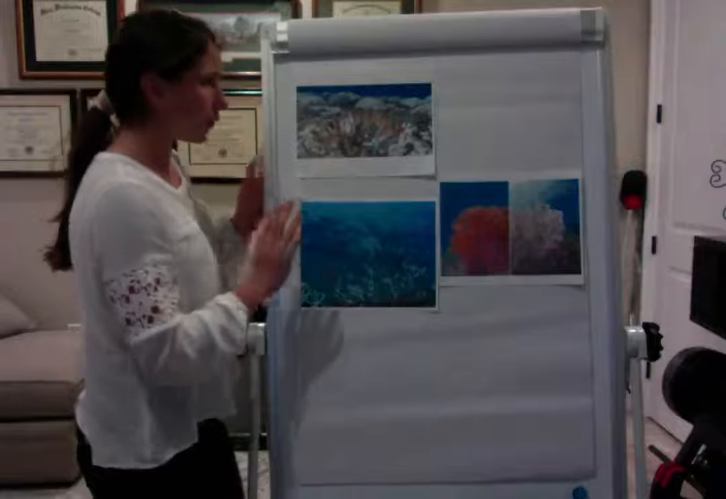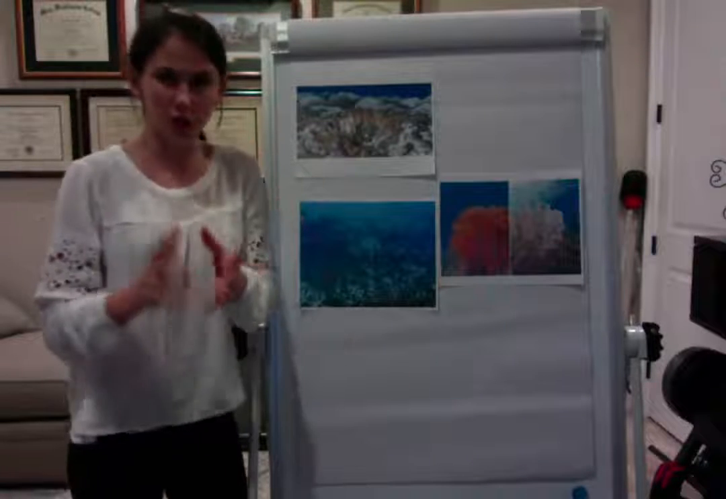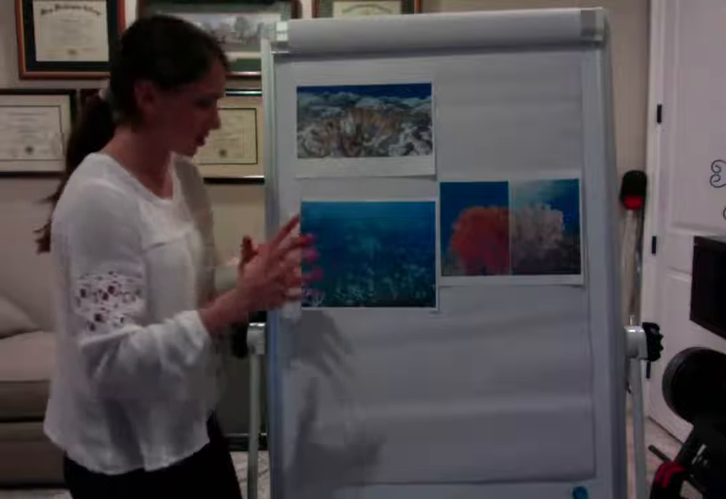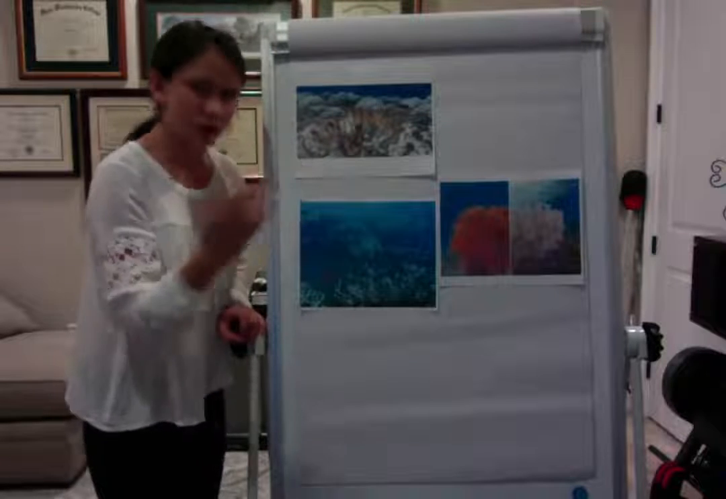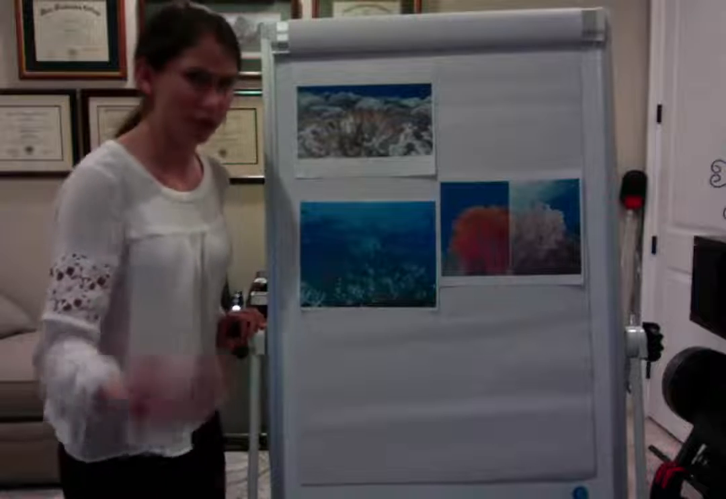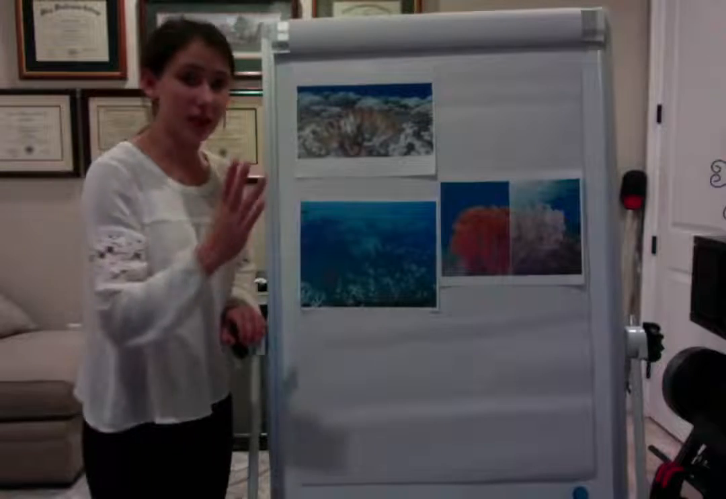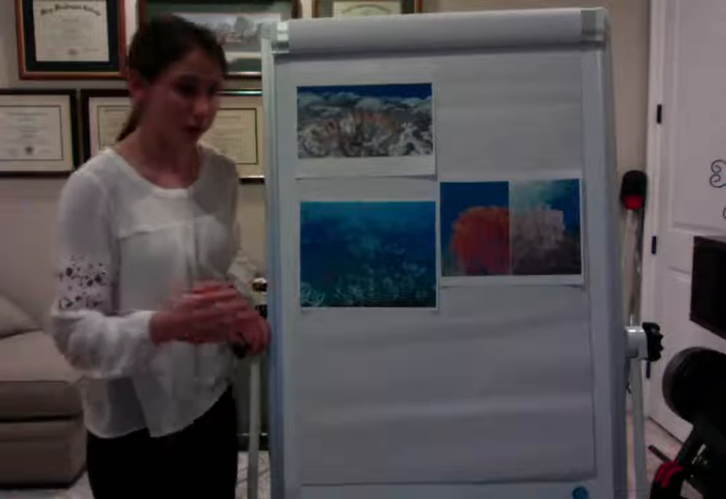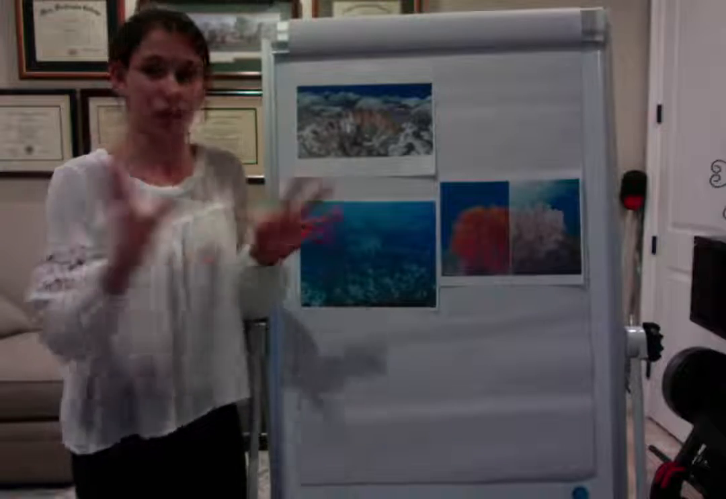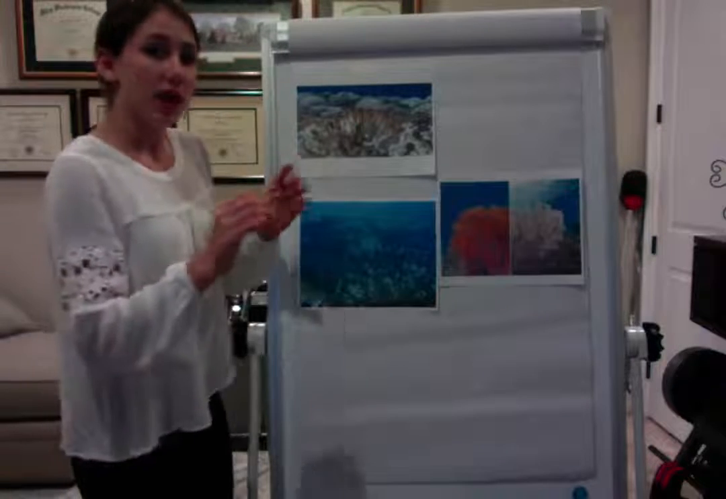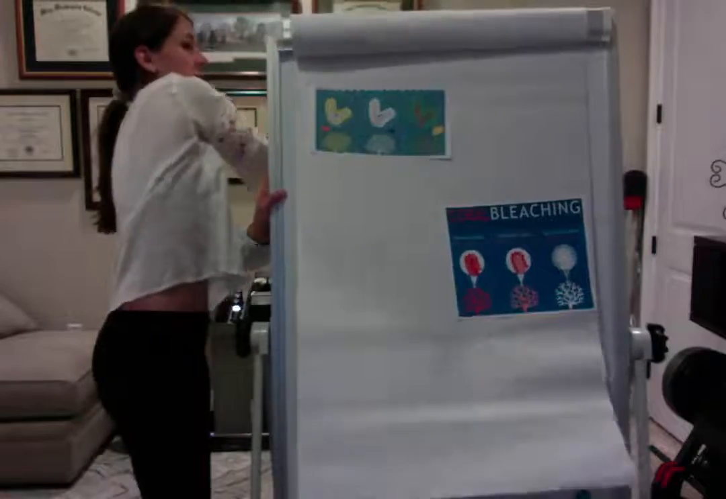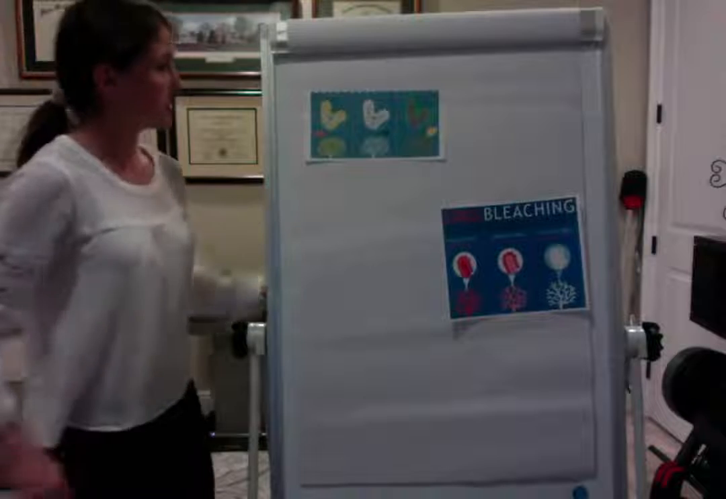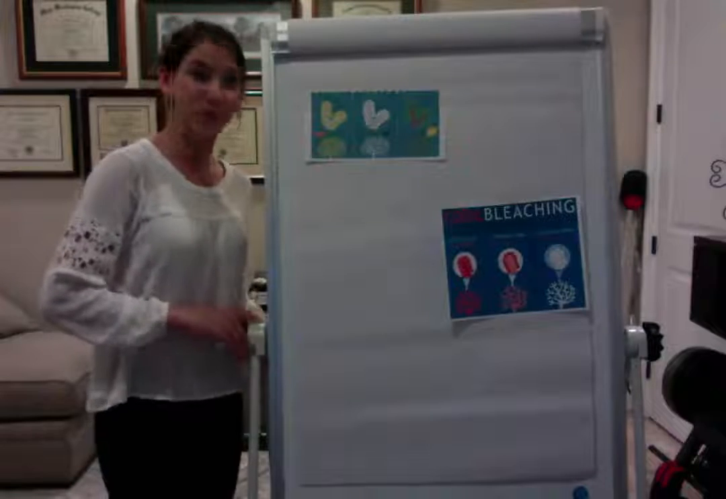Now, like I told you about all of the causes, but what if they go back to normal? What if the water temperatures go back to normal? What if the sunlight goes back to normal? What if extreme low tides go back to normal? Then the zooxanthellae will come back and resume its relationship with the coral.